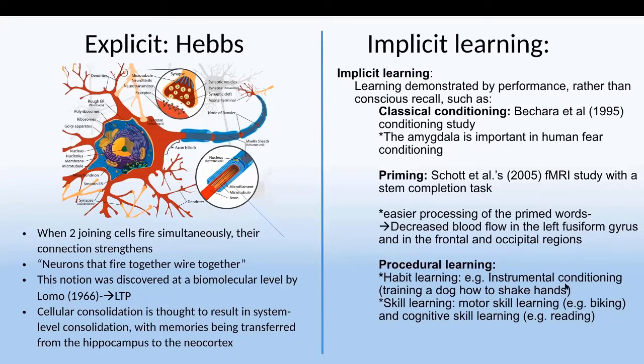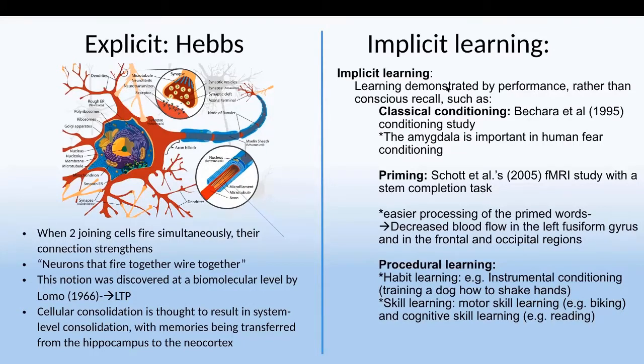An example of instrumental conditioning is when you train a dog how to shake hands. This is habit learning. Now, skill learning, on the other hand, can be subdivided into motor skill learning and cognitive skill learning. Motor skill learning refers to the learning of physical skills, like learning how to ride a bike. And cognitive skill learning refers more to mental activities, such as reading or study.